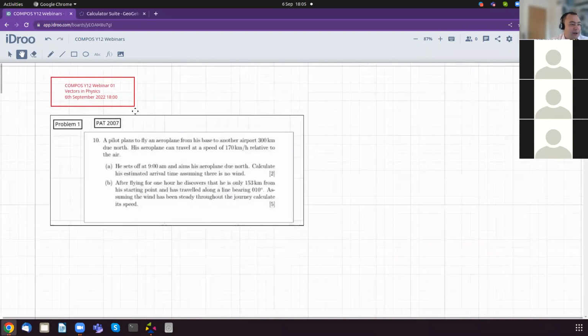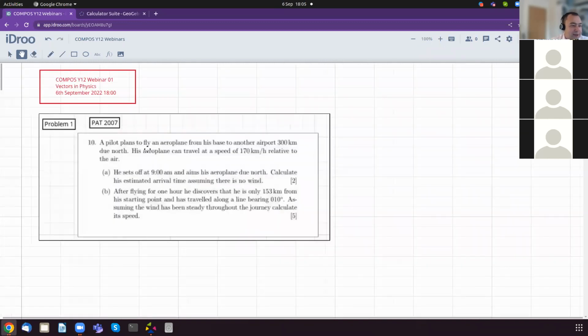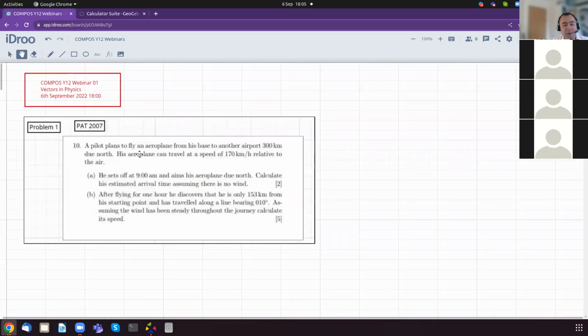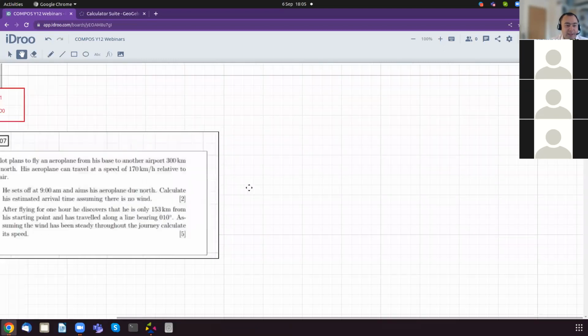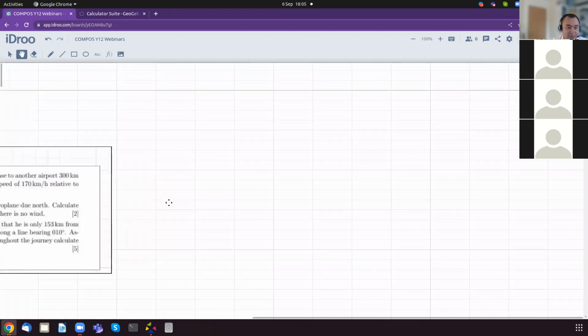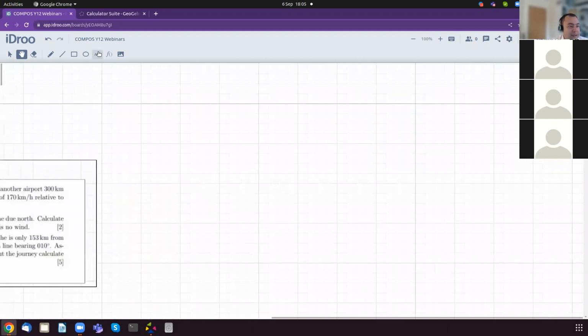Right. Before we start the first question, there are a few things that you need to know about vectors. First of all is the adding of vectors, and that's very important. It is in the assignment, obviously. Let me remind you, there are two ways to add vectors: the triangle rule and the parallelogram rule.